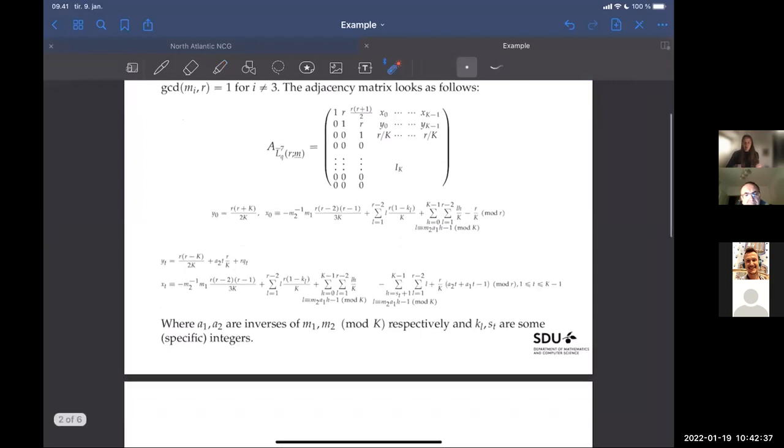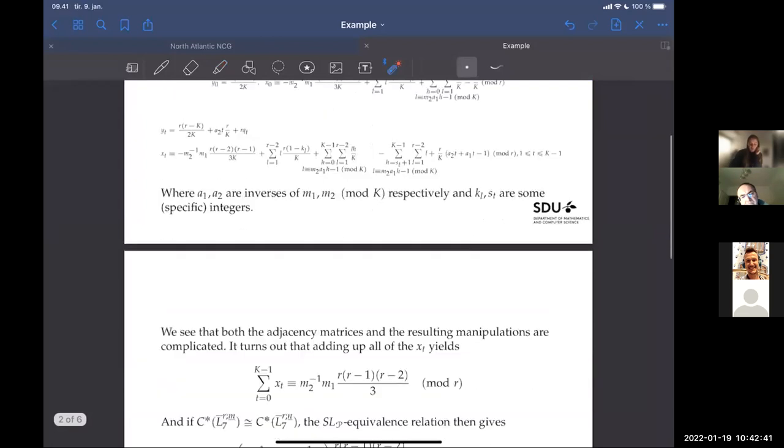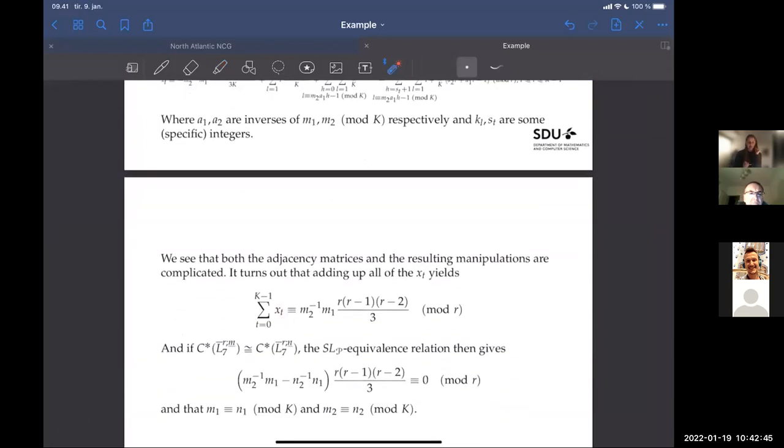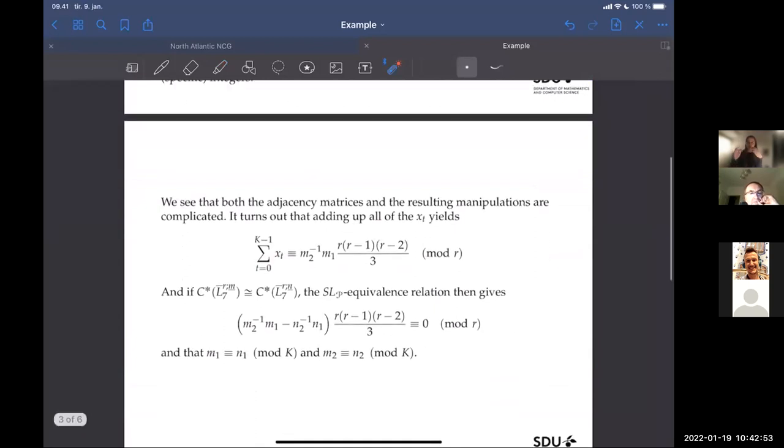But when we look at SLP equivalence, it turns out that if you take the sum over all these XTs, then you get that they are congruent to this expression, modulo R. And then using SLP equivalence, setting up a set of linear equations, we were able to show that they are isomorphic if and only if this expression here is congruent to 0 modulo R, and we have these two conditions below here. And this requires a lot of computations to show this part. Let me also mention that this part of the invariant is the same as Eilers, Ruiz and Sorensen got in the case where the greatest common divisor is 1 for all of the weights. And then they concluded what I wrote before, that we only have one or two different quantum lens spaces.